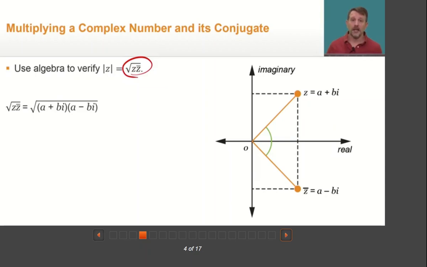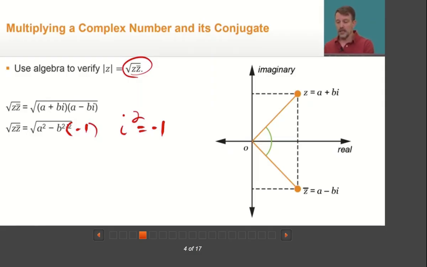Since the right side contains a difference of squares, we can distribute and simplify the multiplication, yielding square root of a squared minus b squared i squared. Since i squared is equal to negative 1, you distribute that negative 1 to the b squared, and it gives you the following: square root of a squared plus b squared.